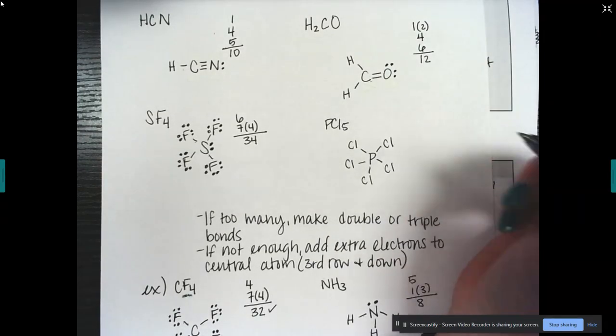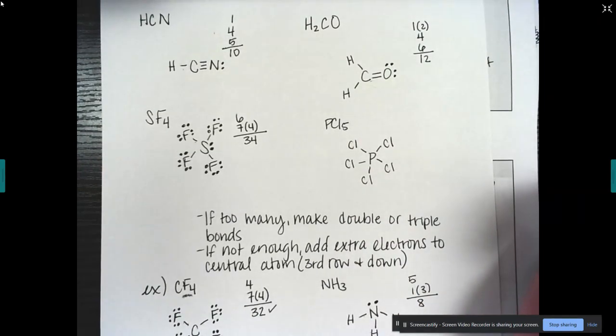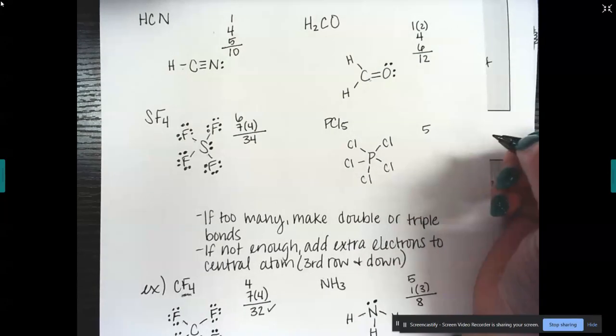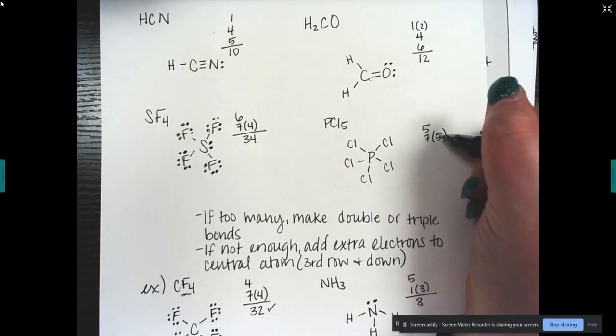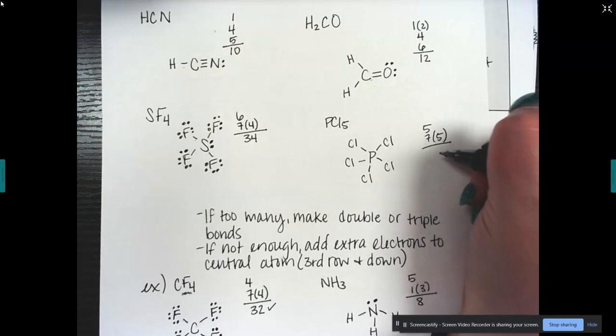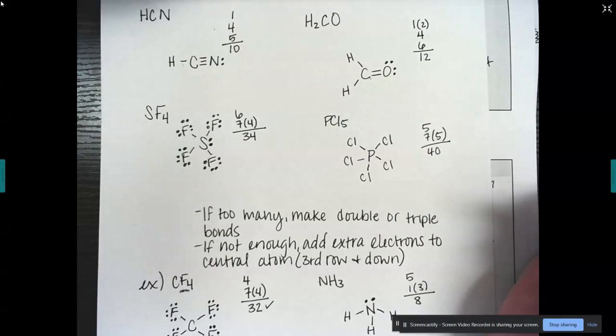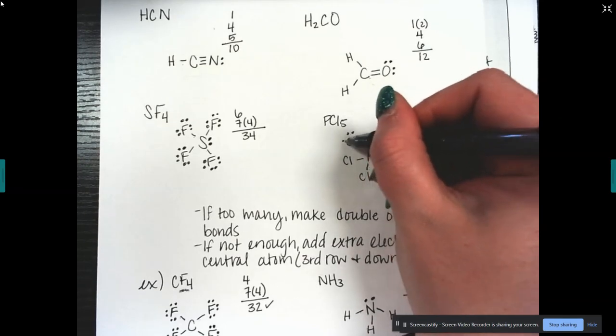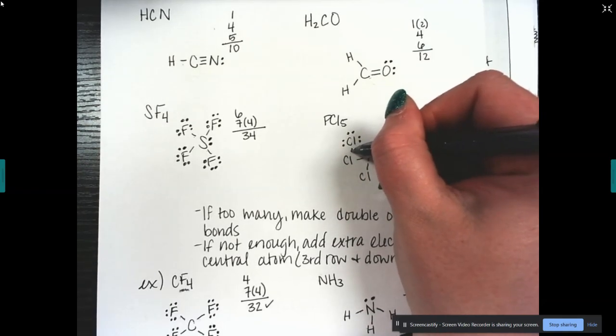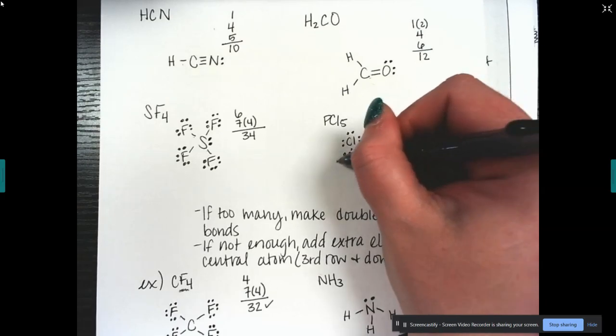And we're getting into some wonky ones here. So let's count up valence because I forgot to do that. How many in phosphorus? 5. Chlorine has 7, and there's 5 of them. 7 times 5 is 35, plus 5 is what? 40. So then if we go and add dots to each of these chlorines, oh, that's too many. Ignore that.